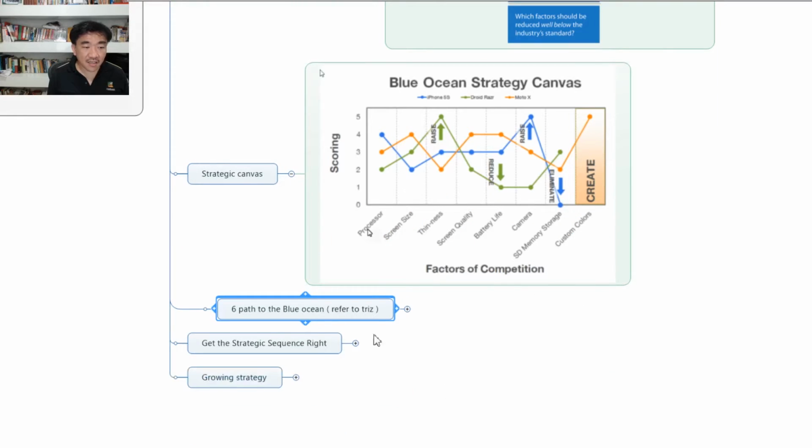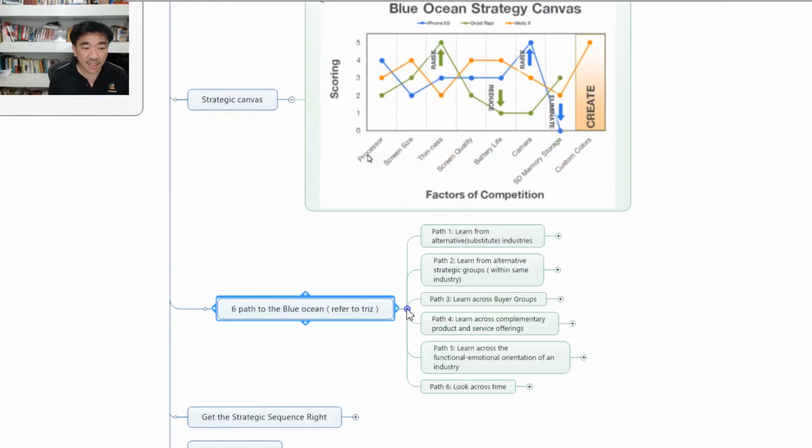The next tool is the six paths to the Blue Ocean. It's six tools that you use so you can learn what you need to do to go to the Blue Ocean. Myself, I quite prefer the TRIZ model because the TRIZ model provides a concrete solution to find this type of innovation path. But let's explore what Blue Ocean offers.